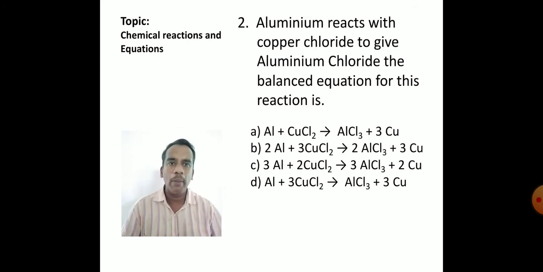Now, we got many options. Al plus CuCl2 is the basic background equation, which gives rise to AlCl3 plus 3Cu, the products given in option A. But observe, what is a balanced chemical equation? The number of atoms in the reactants must be equal to the number in the products. Here on the reactant side there is only 1 aluminium, 1 copper and 2 chlorines. But on the product side there is 1 aluminium, but chlorines are 3 and copper is also 3.